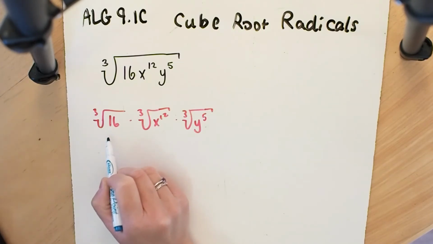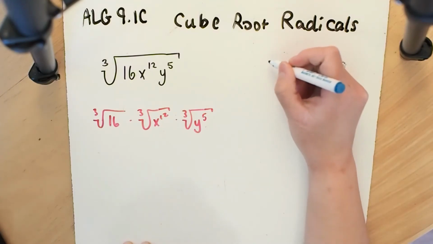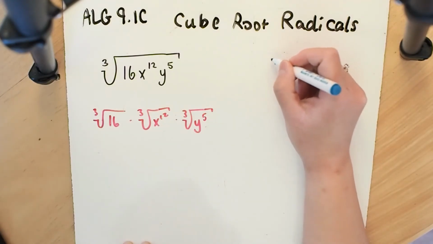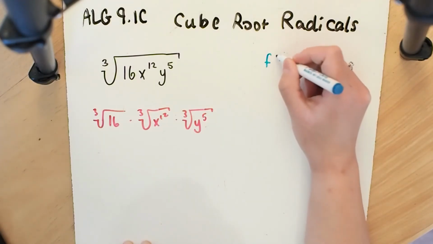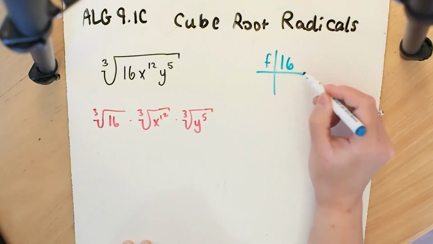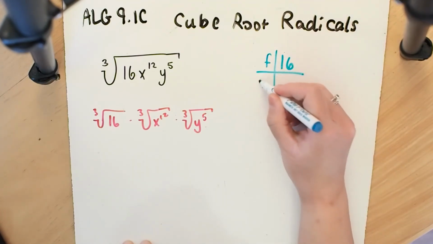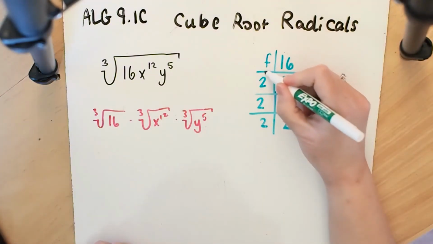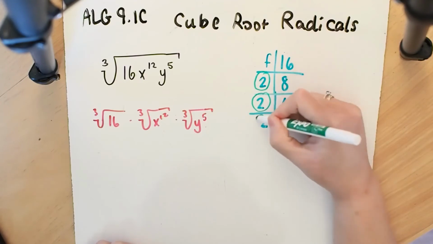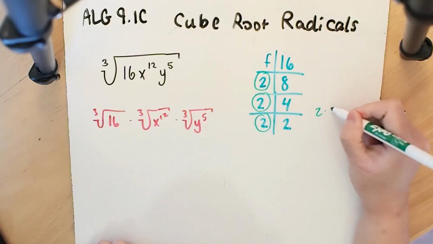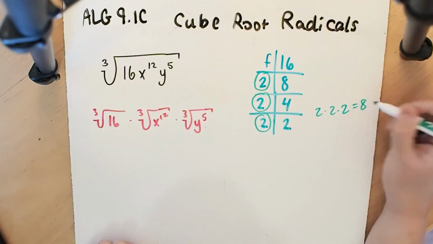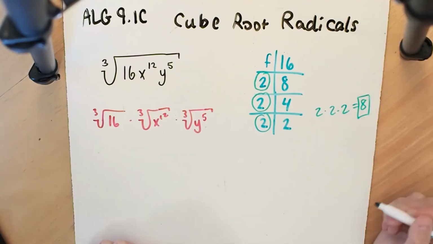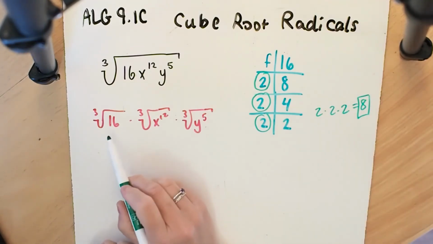We know that there actually isn't a nice whole number that multiplied by itself equals 16, so let's just look and see if there's any perfect cubes on the inside of that by doing a factor chart. If I start factoring out 16, taking out prime numbers, now I'm going to look for groups of 3. Looking at this, I can see there's a number multiplying by itself 3 times, and I know that 2 times 2 times 2 equals 8. So this is the perfect cube that I'm going to take out of this expression here.